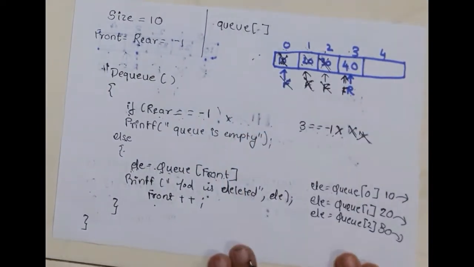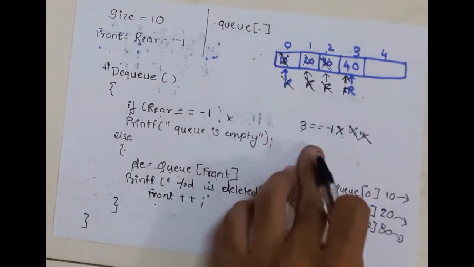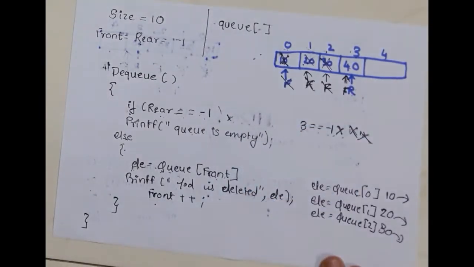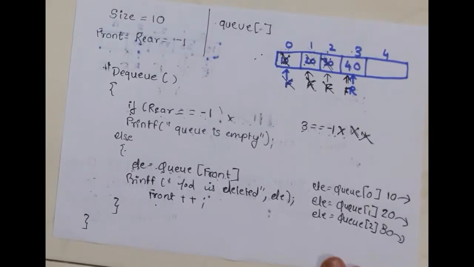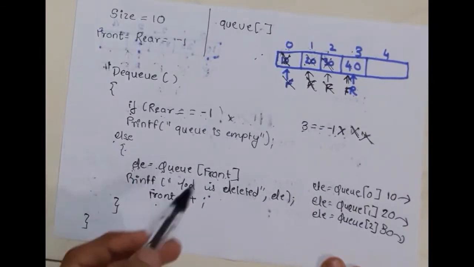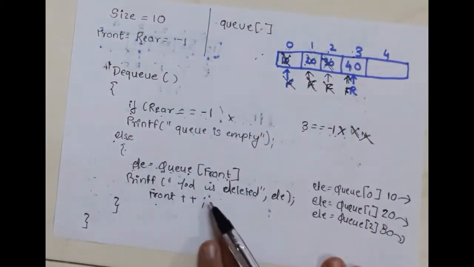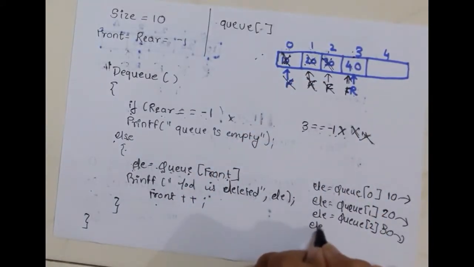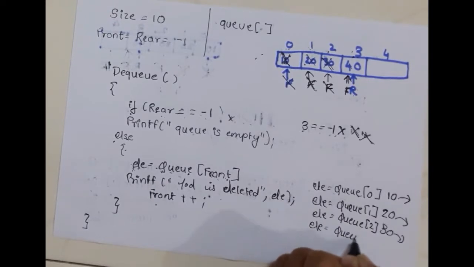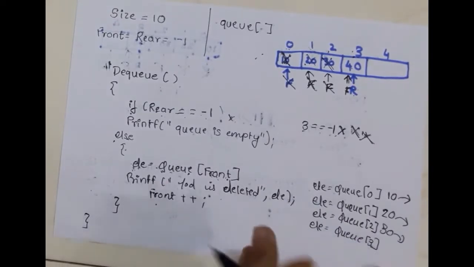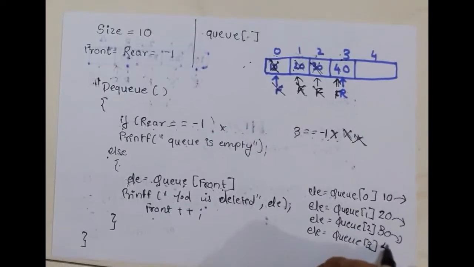Now again we'll check. Rear is constant. So rear equals to minus 1? No. Condition not satisfied. So it will again enter into the else part. Element equals to Q of front. Front is at 3. Element equals to Q of 3. And at this position 40 is present.